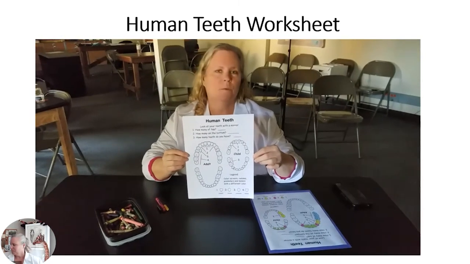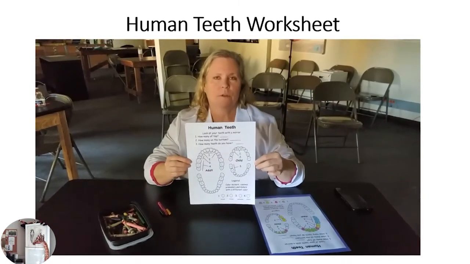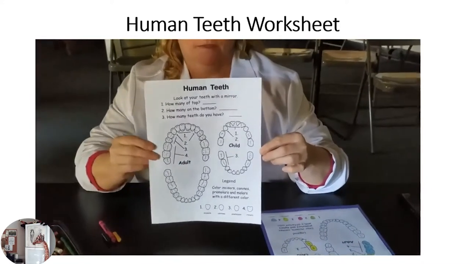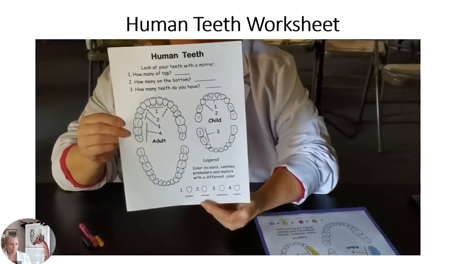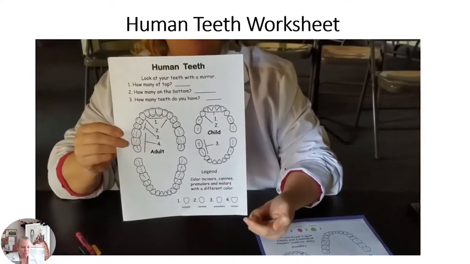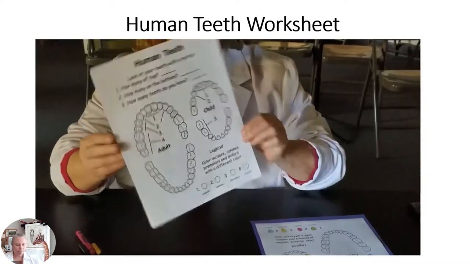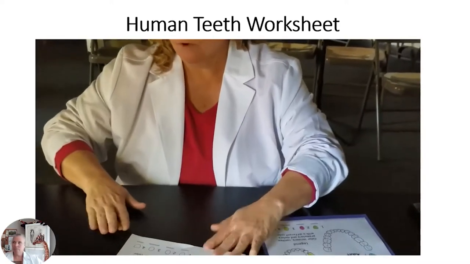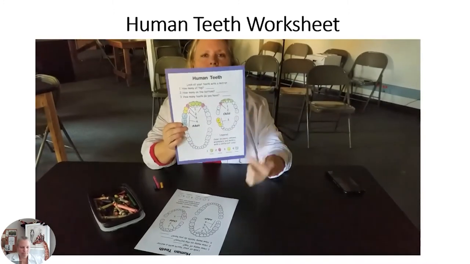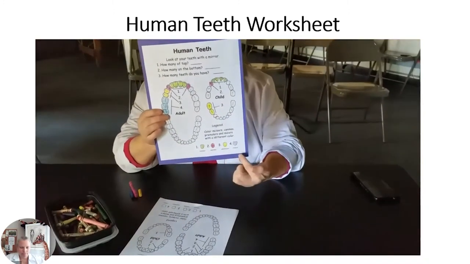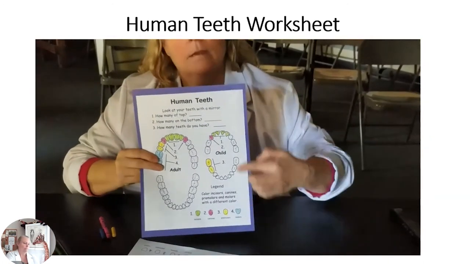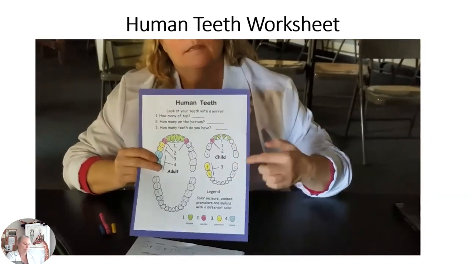This is the worksheet that we have for human teeth that you can print off. The first thing to notice is that the bottom has a key. So you just need to find four colors. They could be crayons, they could be markers, anything you want to use. I've got four crayon colors that I've picked out here. And here you can see my key is what I started first. That's the most important. And then according to my key, I started coloring my teeth.